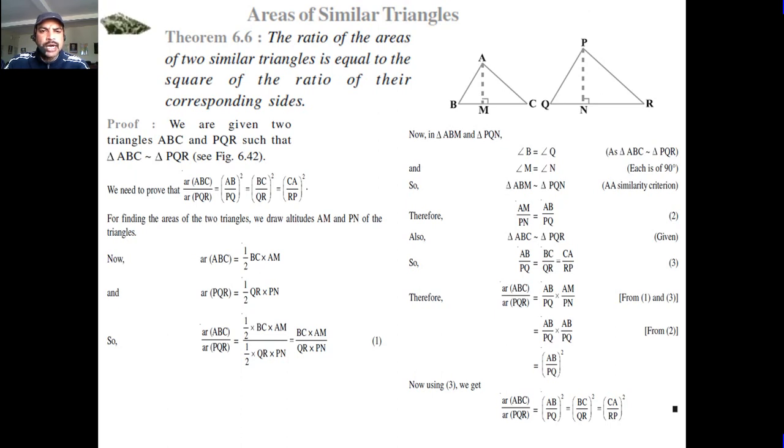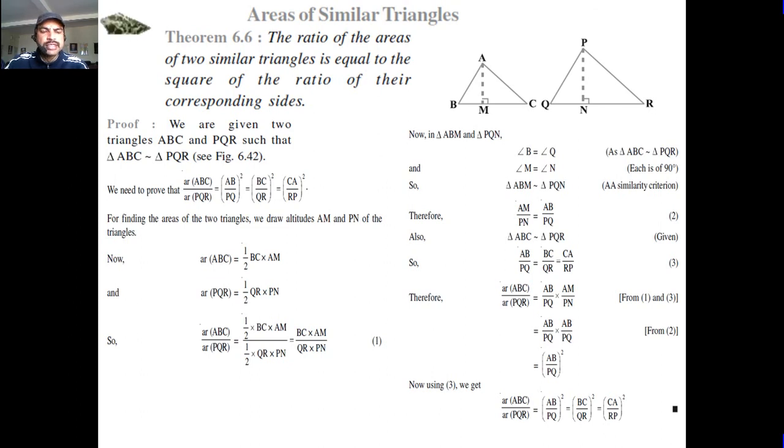Equation number 1. Now in triangles ABM and PQN, angle B is equal to angle Q, as triangles ABC and PQR are similar. Angle M is equal to angle N, each of 90 degrees. So triangle ABM is similar to triangle PQN by the AA similarity criterion. AM upon PN is equal to AB upon PQ, equation number 2.